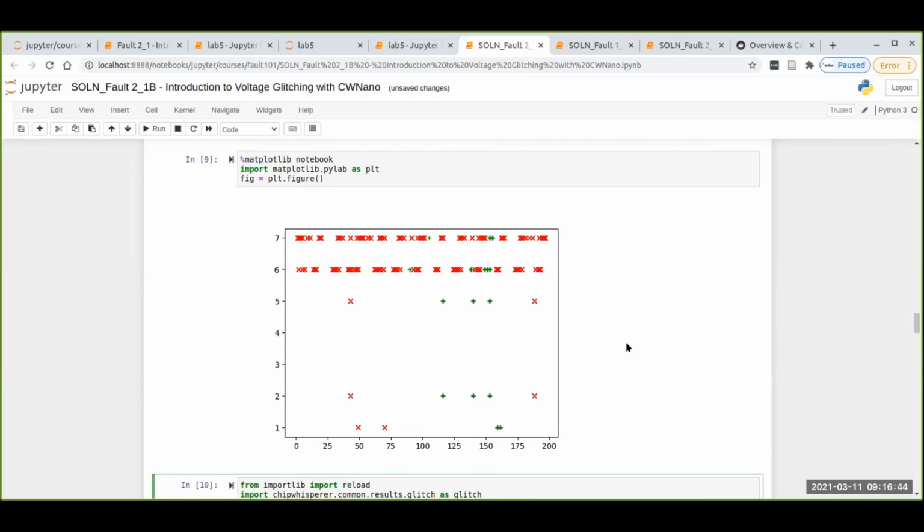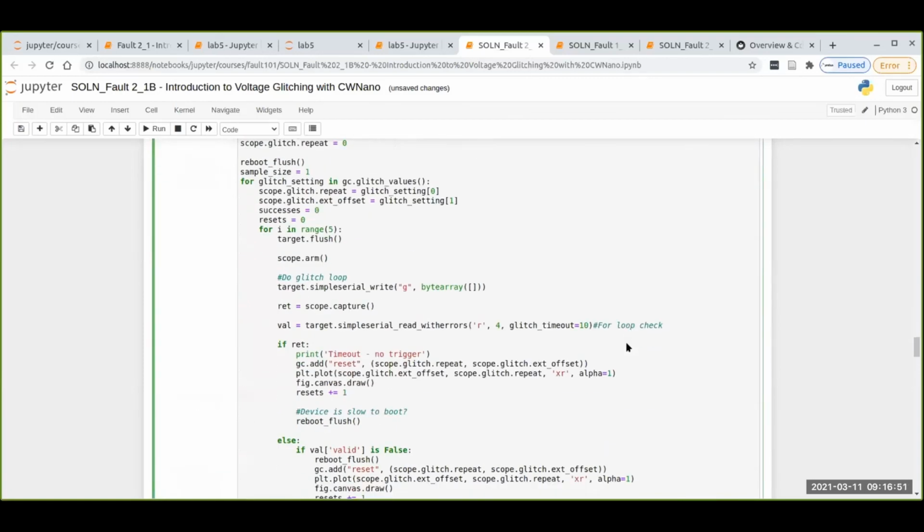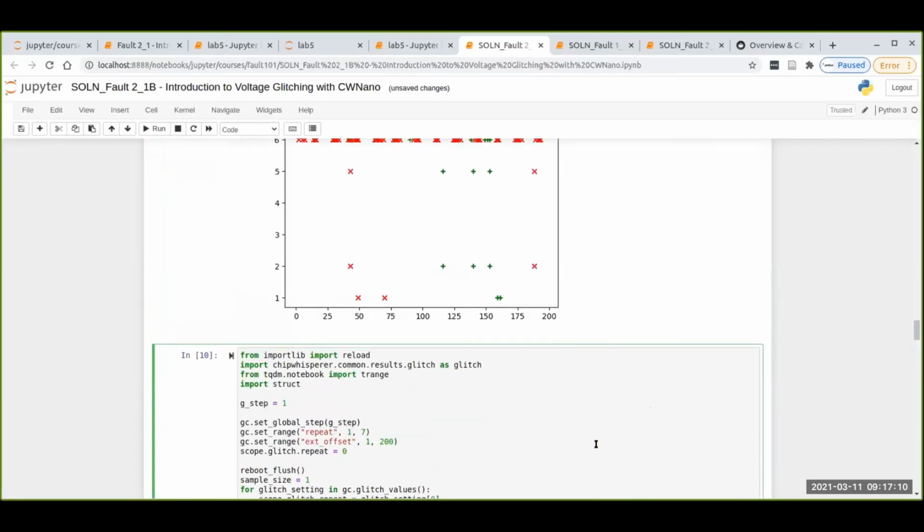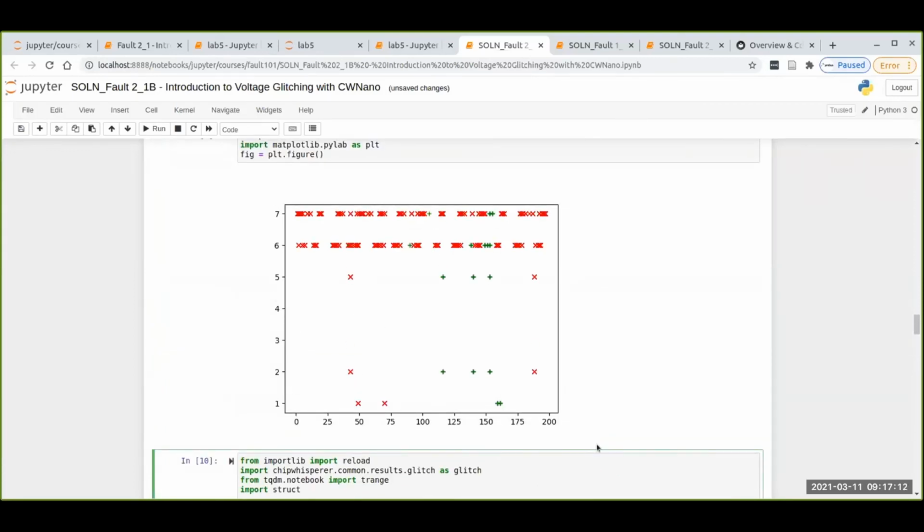Basically, you're sweeping through the entire space, and you have one of three options that's going to come out. It's either going to be the successful green plus, which is where we were able to attack. It'll be the red X if you accidentally reset the device. And everything else, normal operation, normally wouldn't show up at all. But if you want to do a blue dot for normal operation, you could plot that too. So then you get a picture of where's the normal operation of the device, even under glitching.